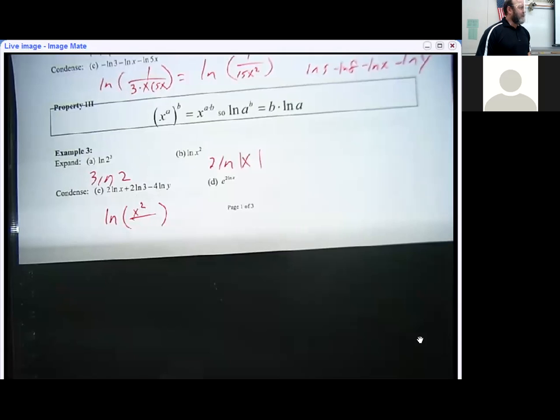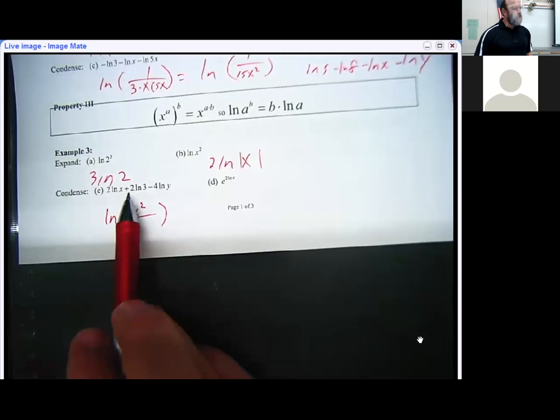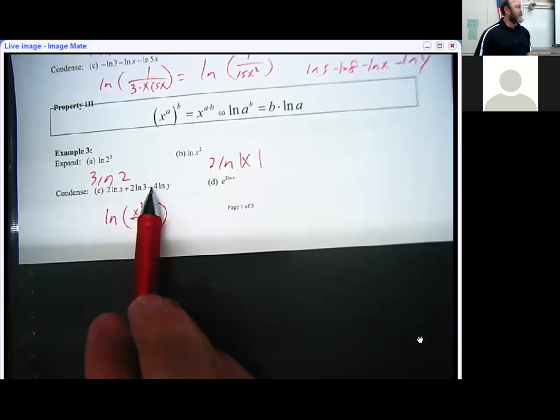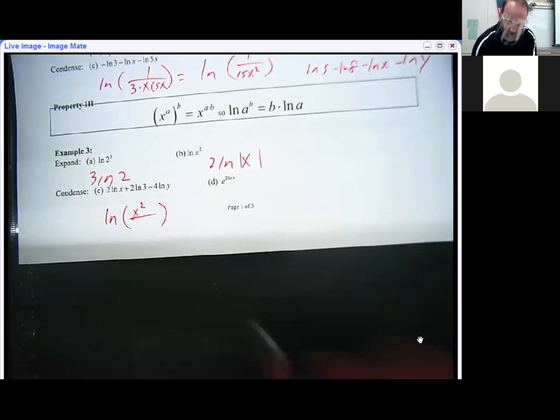That's going to go top or bottom? Top. What can I do with the 2? Can I put it back? What's 3 to the second? Oh, okay. So just put a 9 there.